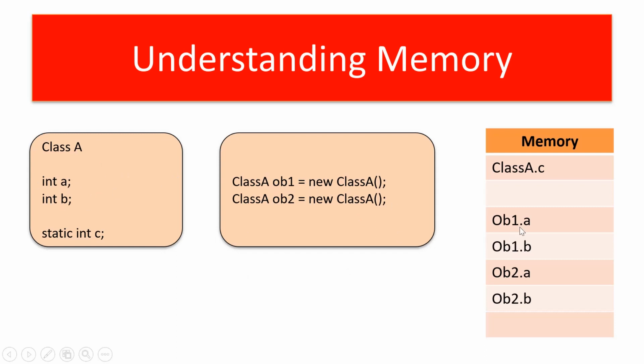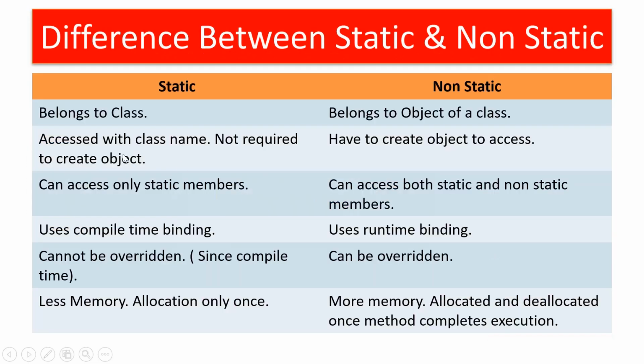Non-static members belong to every respective object from which it is created. So a static member does not require creating an object but can be accessed using the class name. On the other hand, we have to create an object to access a non-static variable or method. Third point, a static member can access only static members of the class, but a non-static member can access both static and non-static members. The fourth point, it uses compile time binding.